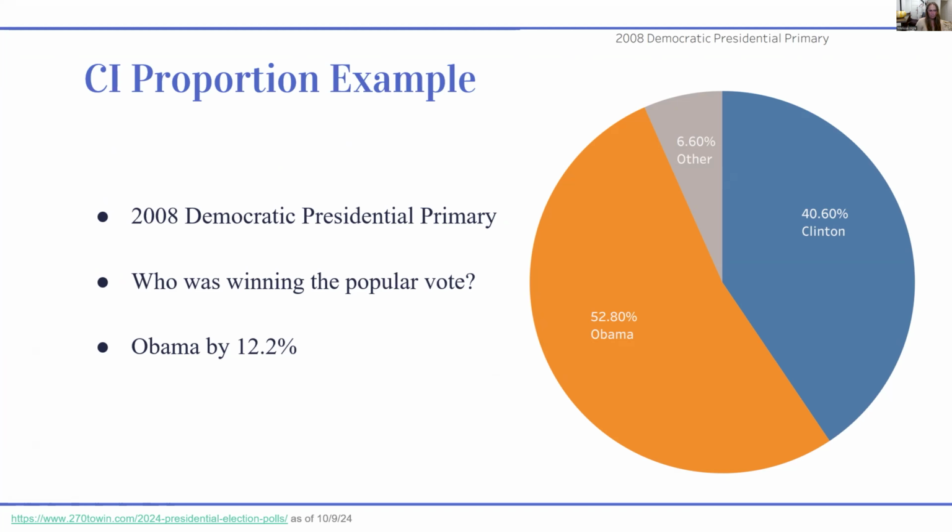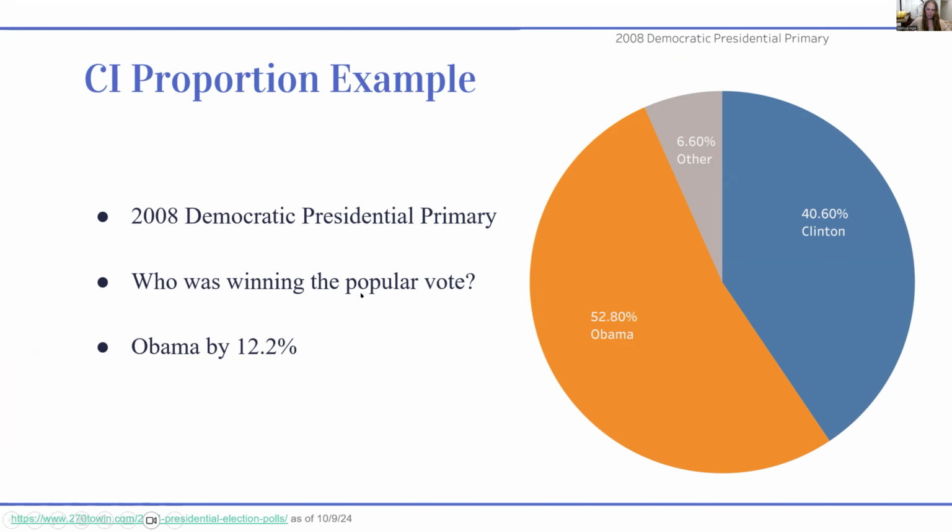So this is data from the Democratic presidential primary in, I guess, June of 2008. Right before the primary, it looked like Barack Obama, 52.8% of people said they're going to vote for him. 40.6% said they're going to vote for Hillary Clinton, and 6.6% voting for somebody else. This is like Edwards or I don't know who else, right? I can't remember who's running there.